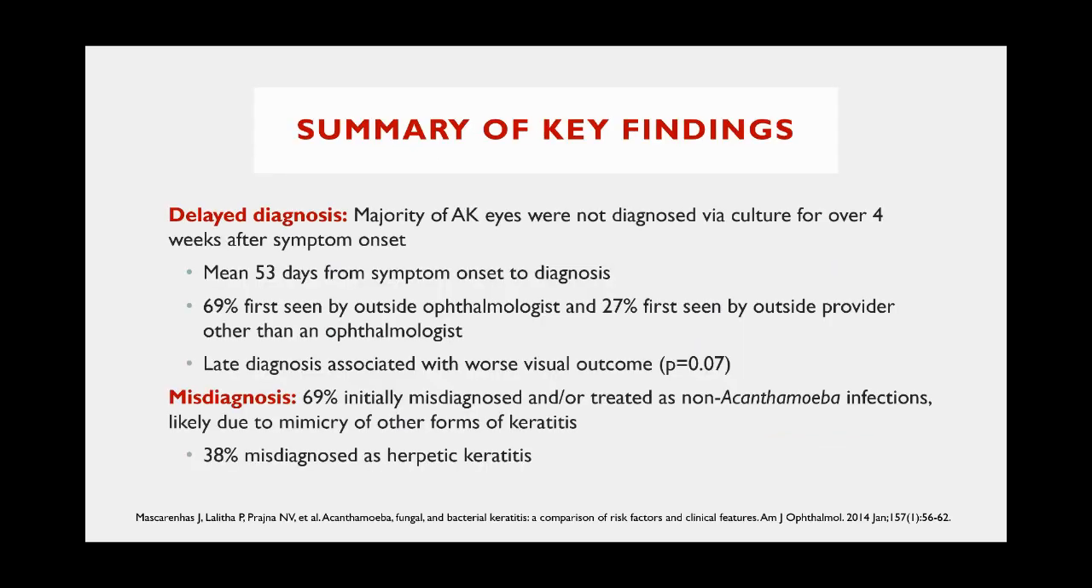Here, I just want to summarize a few key findings. Majority of the 45 eyes of 43 patients in our cohort were not diagnosed via culture for over 4 weeks after symptom onset, with a mean of 53 days from symptom onset to diagnosis. Late diagnosis was associated with worse visual outcomes with a trend towards statistical significance, despite a sample size of only 45 eyes. This is consistent with previous reports that state later diagnosis results in worse visual outcomes.